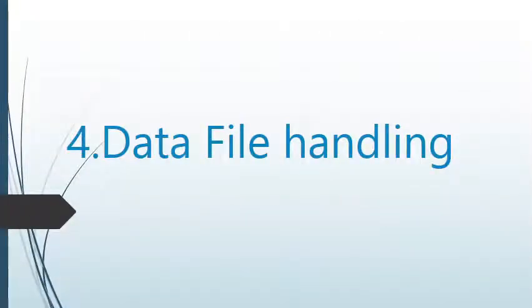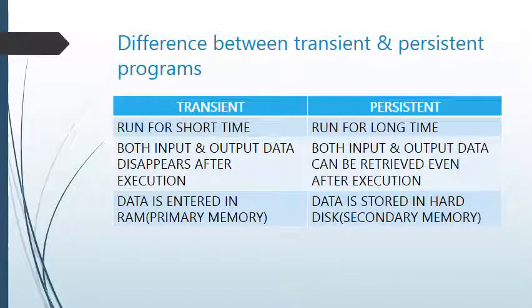Now we are going to see the fourth chapter, data file handling. What is the difference between transient and persistent programs? Transient programs are meant for the usage of a short time. Both input and output data disappear after the execution.